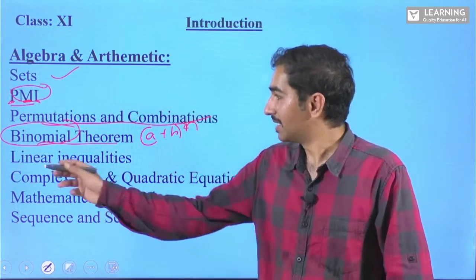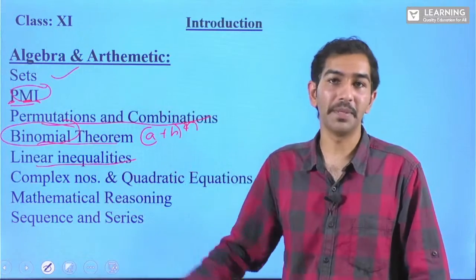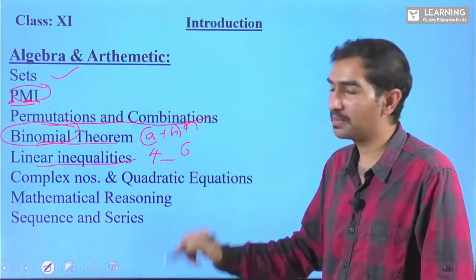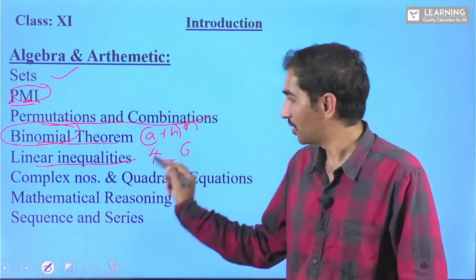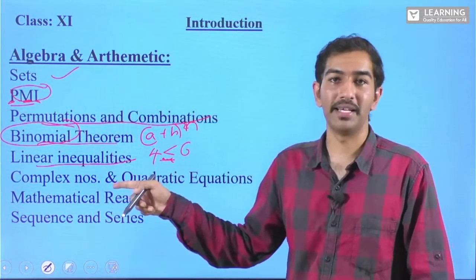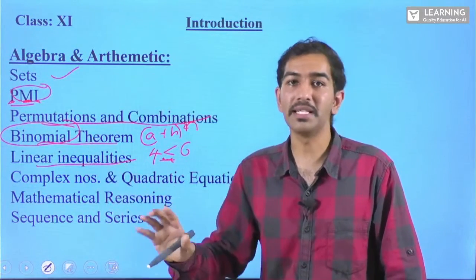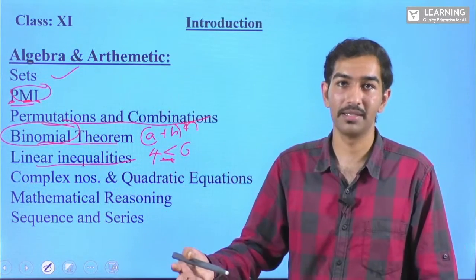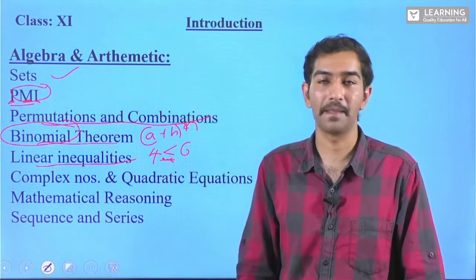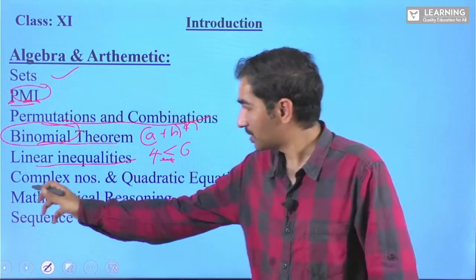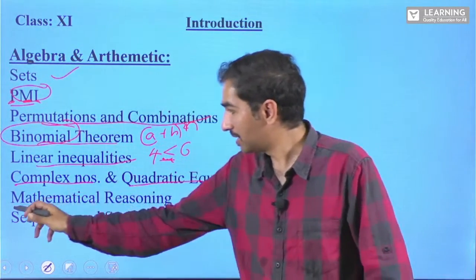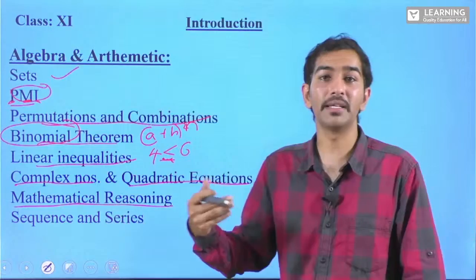Understood. Next, linear inequalities. This is again a new topic. For example, a very small example I'll give: 4 and 6 and there is a dash in between. Which symbol will you insert here? Obviously this symbol. So 6 is greater than 4, like that. These are linear inequalities, but we'll not be seeing numbers here, we'll be seeing expressions. In between those expressions, we have to insert the inequality symbols. Next, complex numbers. This is again a new topic. Quadratic equations, a continuation of class 10th. Mathematical reasoning. This is to induce cognitive thinking in the students.